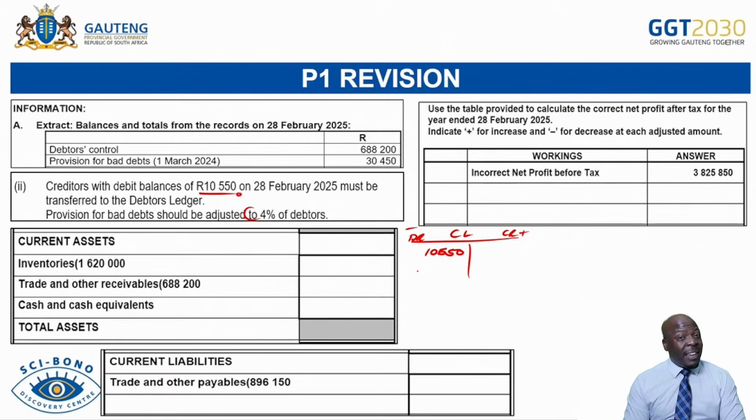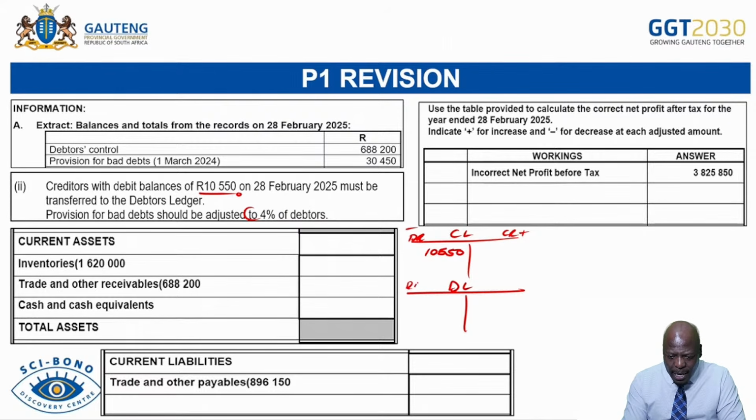Okay, so it's creditors with a debit balance. Remember, creditors must have a credit balance, liabilities. But if your creditors have a debit balance, it means we overpaid them. So in this case, they now owe us. So we must transfer them now to the debtors books. That is where we keep information of the people who owe us. So we are going to come and we now say debtors ledger here.